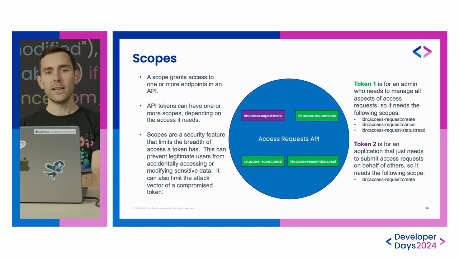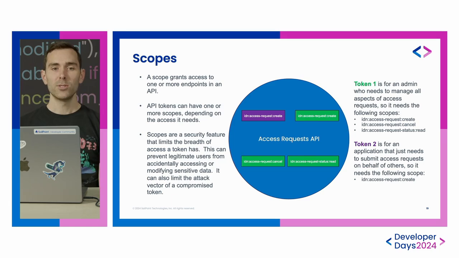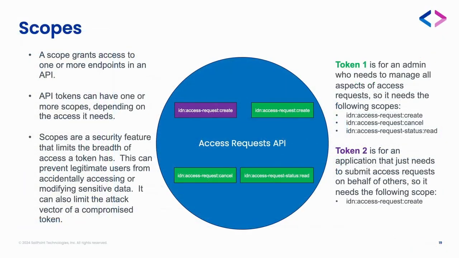So if we look at an example of how to apply scopes to different use cases and scenarios, we look at this image here. Token 1, the green token, is for an admin who needs to manage all aspects of access requests. So this token needs to access the following scopes: the create, the cancel, and the read scopes for access requests. Token 2, however, is for an application that only needs to submit access requests on behalf of others, so it doesn't need to do anything else. And so in that case, it really only needs the create access request scope.